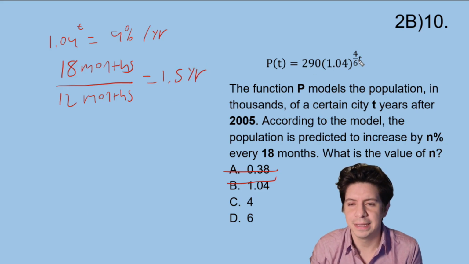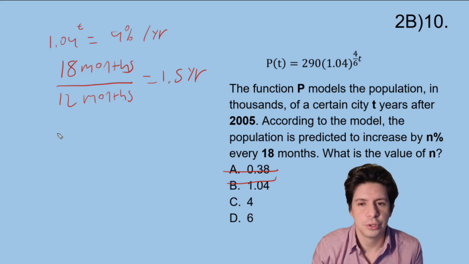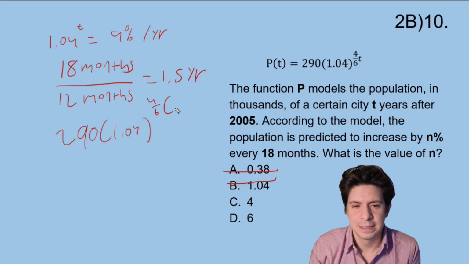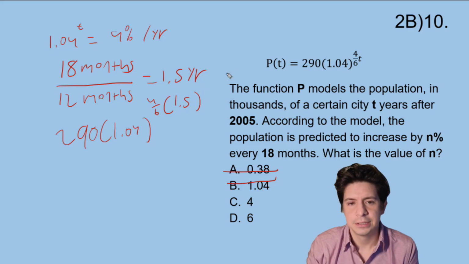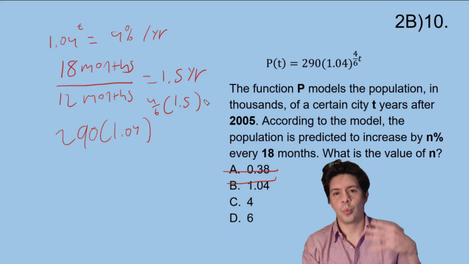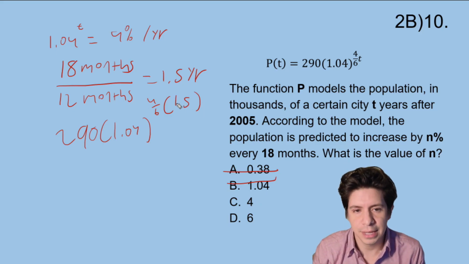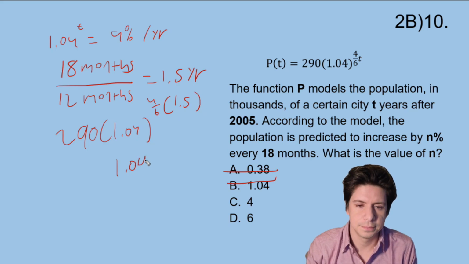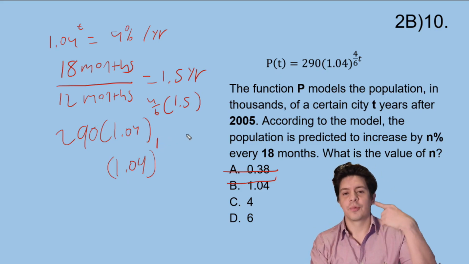So let's plug that in here and see what happens. So we're going to do 290, 1.04 to the 4/6 times 1.5. The 1.5 is what I'm saying is like 1 unit of 18 months, right? So we're going to do that multiplied, and that's going to give us 1.04 to the 1 power. So every 18 months, we're going up 1 T, right?